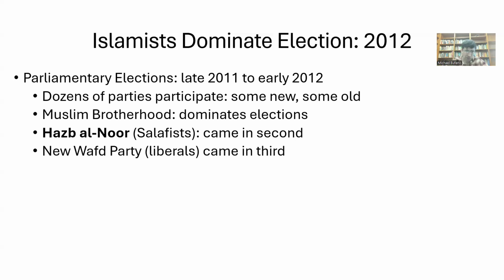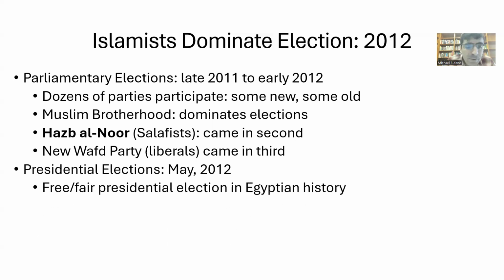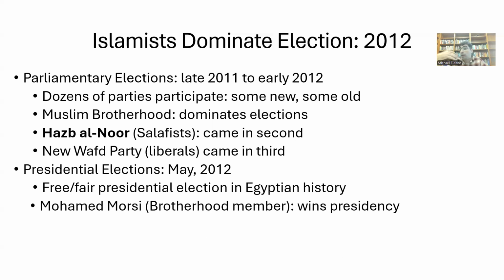In contrast, in Tunisia, the Ennahda, when they returned from exile and ran in elections, they only won a plurality of the vote, not a majority. They had to form a coalition with liberal parties to form a government. This was not the case in Egypt. The Islamists are going to win the vast majority of the votes. And the same thing is going to happen with presidential elections, which were held in May of 2012. Free and fair elections were held for Egypt's presidential elections, first time in Egyptian history. And as a result, okay, we are going to have the Muslim Brotherhood win these elections.